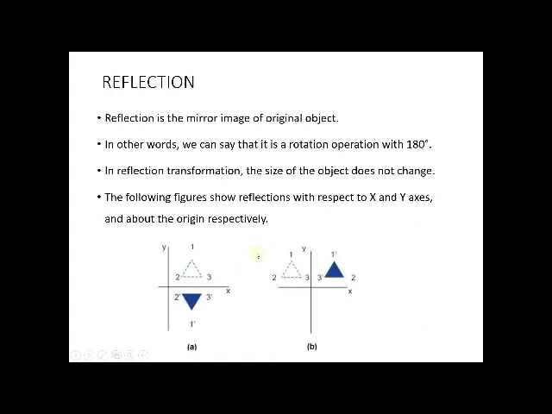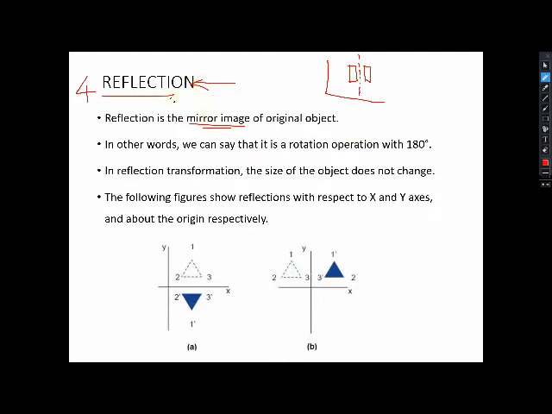Then we have another transformation that is called reflection. Reflection is another type of transformation where you are creating the mirror image of the original object. We have studied this in ZWCAD, mirroring an object. So we have an object, then we have a reference line or a mirror line. We can create the mirror image of this object. This operation is called reflection.